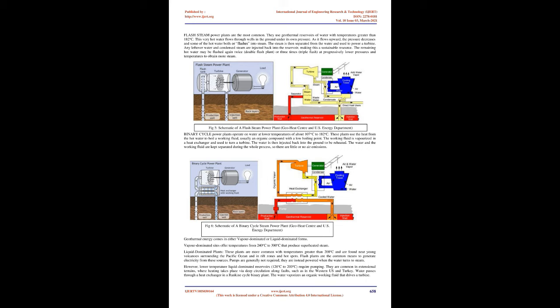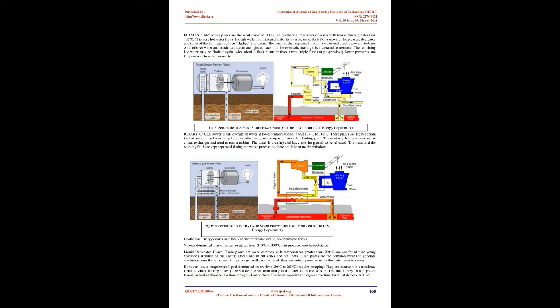Vapor-dominated sites offer temperatures from 240 C to 300 C that produce superheated steam. Liquid-dominated plants are more common, with temperatures greater than 200 C, and are found near young volcanoes surrounding the Pacific Ocean and in rift zones and hot spots. Flash plants are the common means to generate electricity from these sources. Pumps are generally not required, they are instead powered when the water turns to steam.